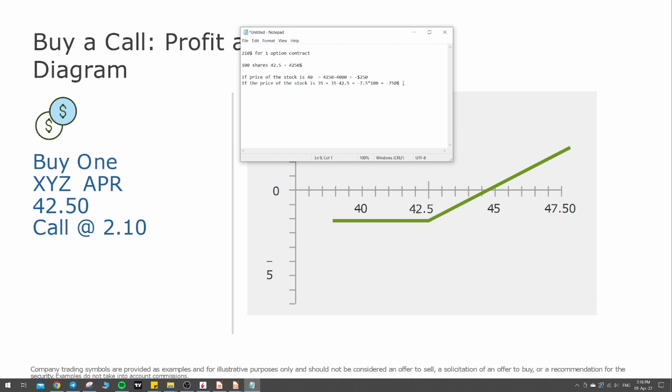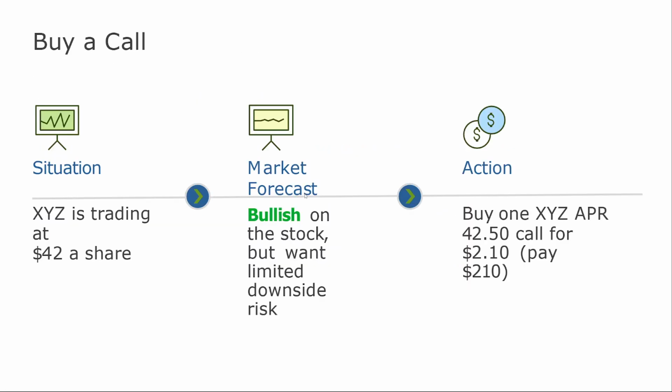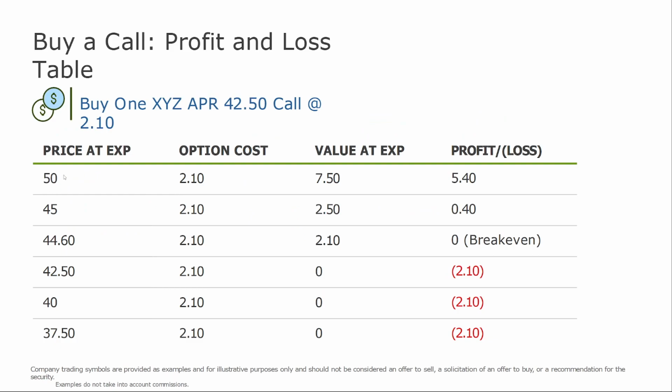Now imagine we bought at 45, and let's assume the price is now 50. If the price of the stock is $50, it would be 50 minus 45, so we are going to have plus $750 in the end. And in this case, you can see that if the price is 50, with the option we would have $540 because we would have to pay the premium.